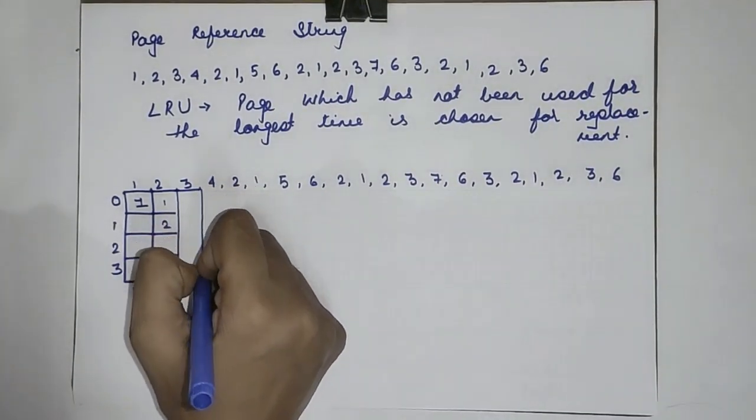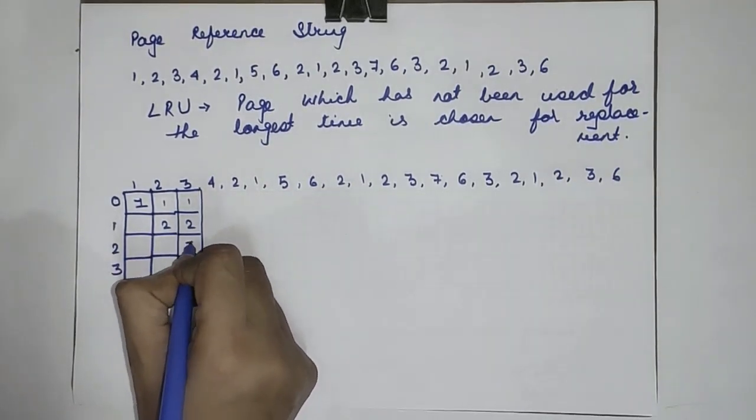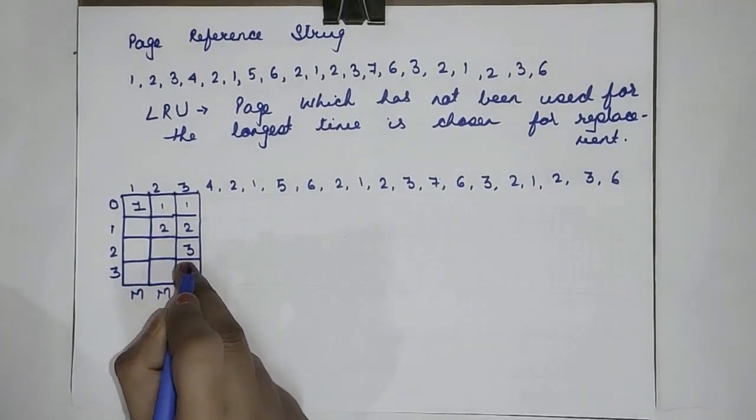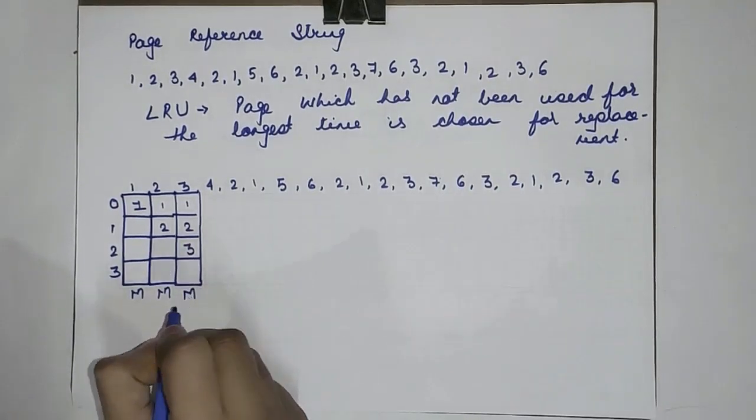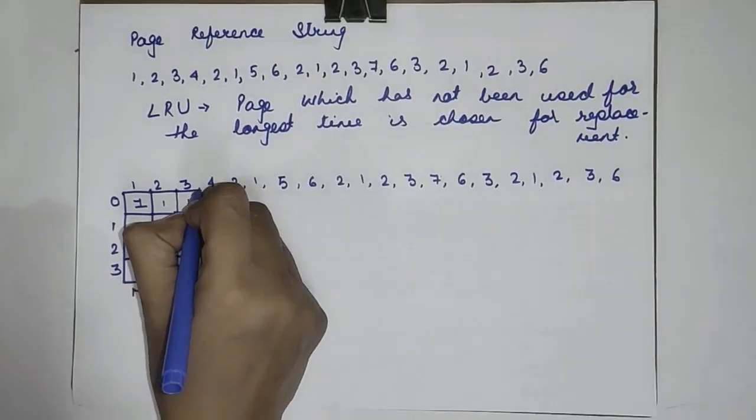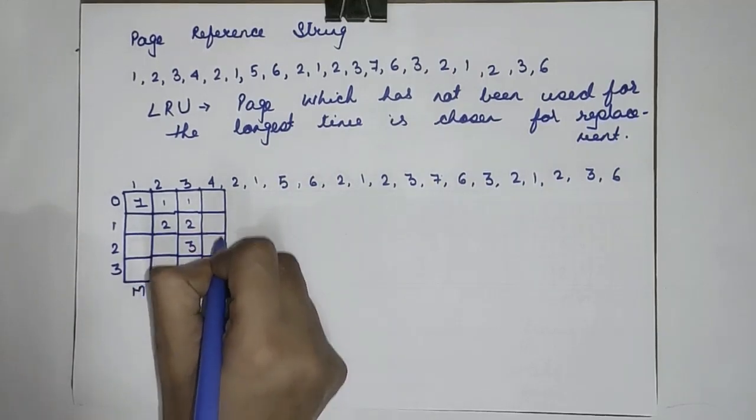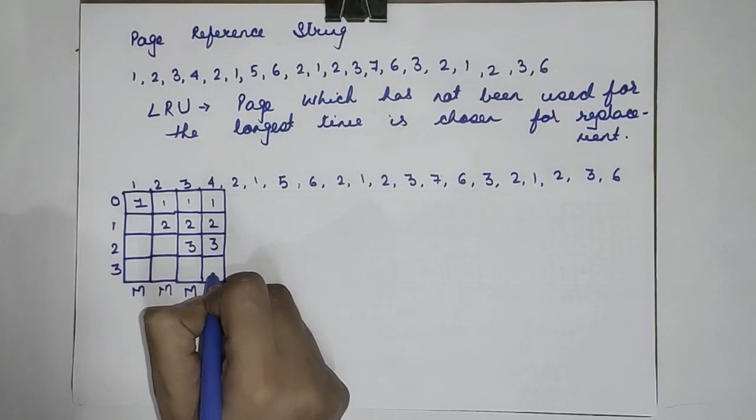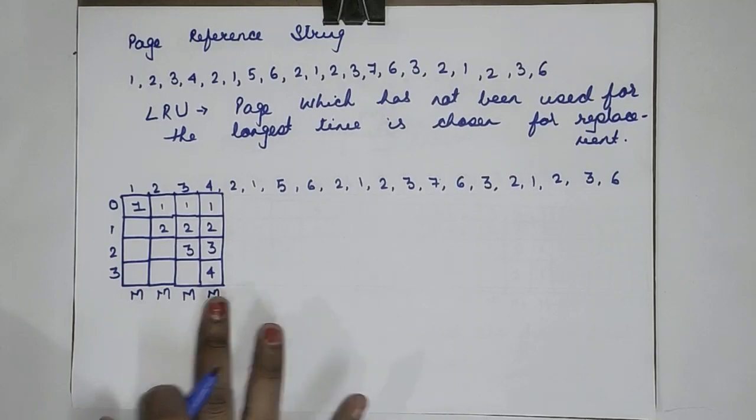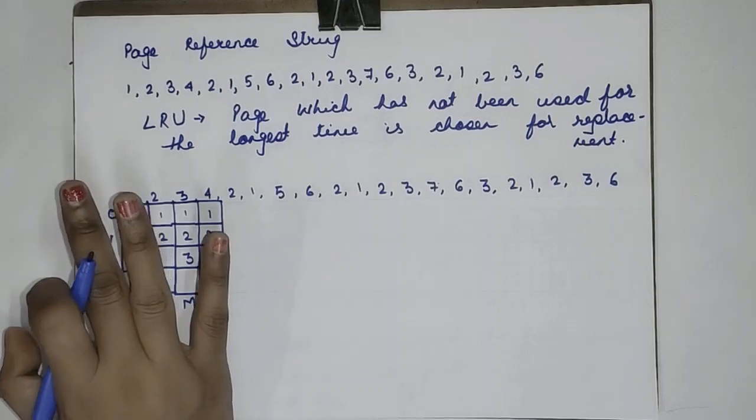Next I have 3. So I'll insert 1, 2, 3, and there will be an empty frame over here, but you get a page miss because 3 is not already present in memory. Next I have 4. So I'll insert 4 in memory, 1, 2, 3 and 4, and again there is a page miss. So as I told earlier, there is no difference between your LRU and your FIFO for the first 4 pages.